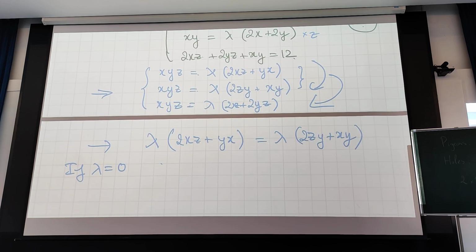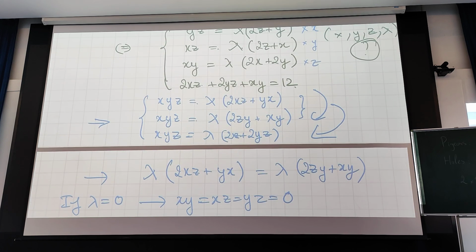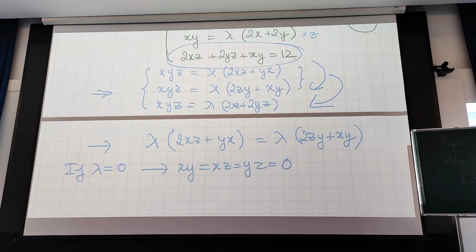So xy equal to xz equal to yz equal to 0. So it makes a contradiction with the last equation, right? In the last equation we have this something equal to 12. So if all terms are 0, you don't have this equation. Do you agree? So you don't take it, right. So lambda is non-zero.